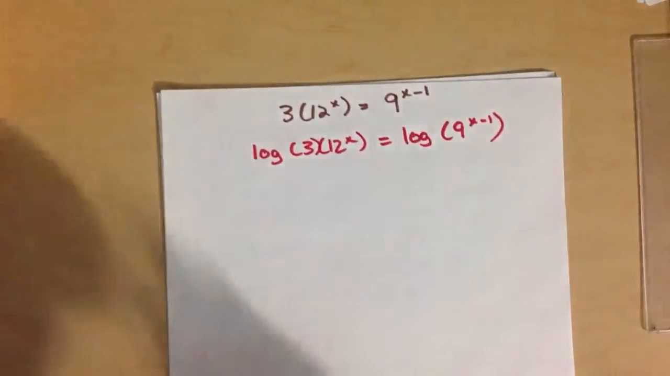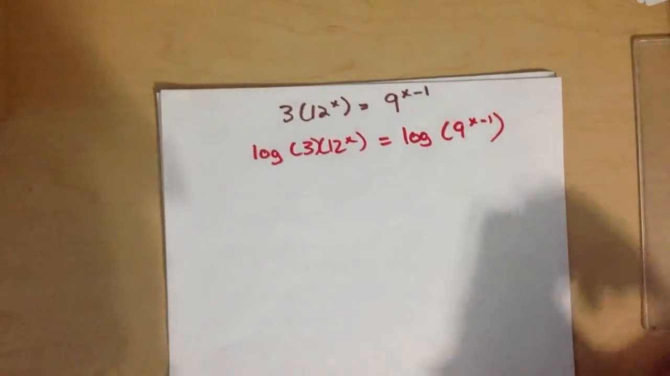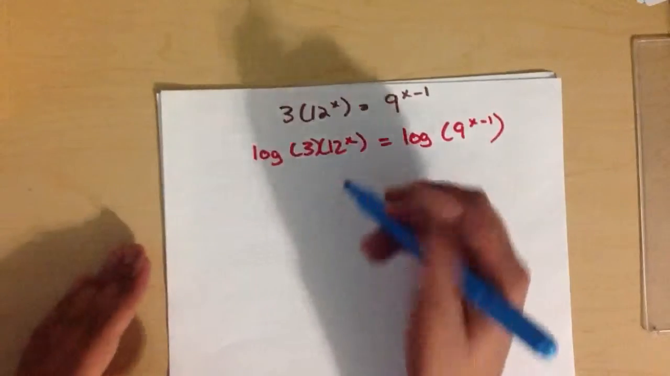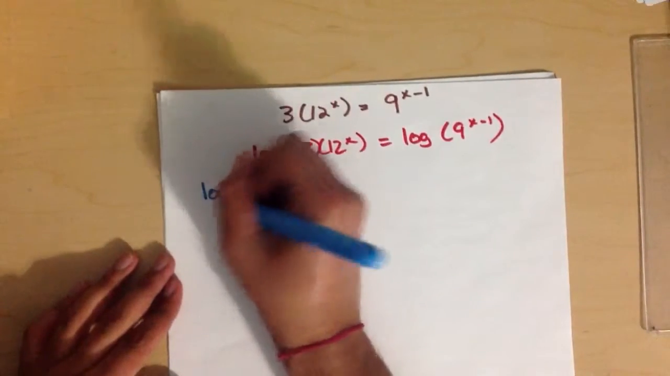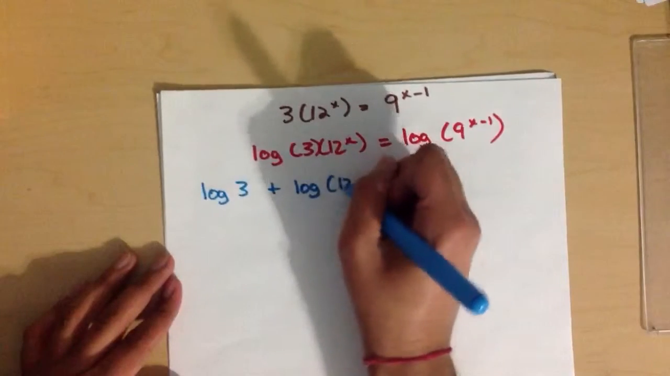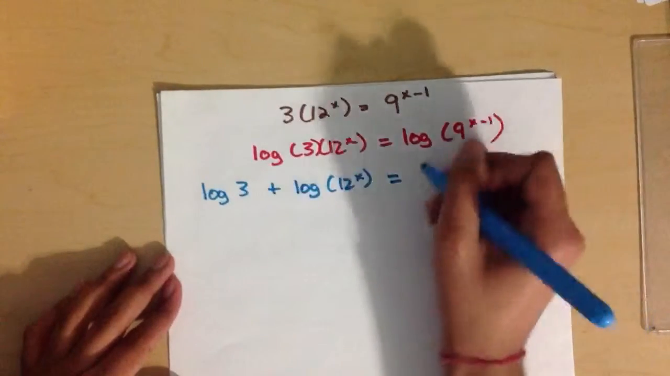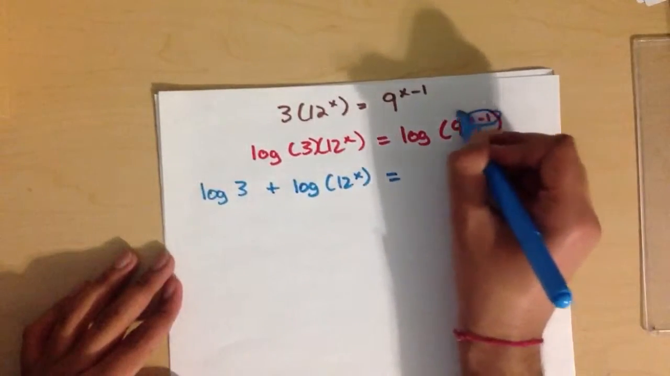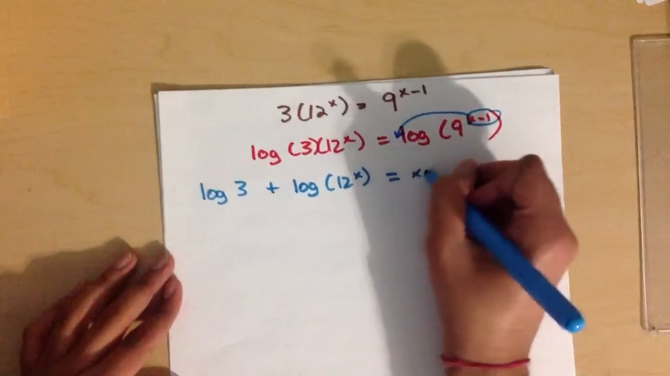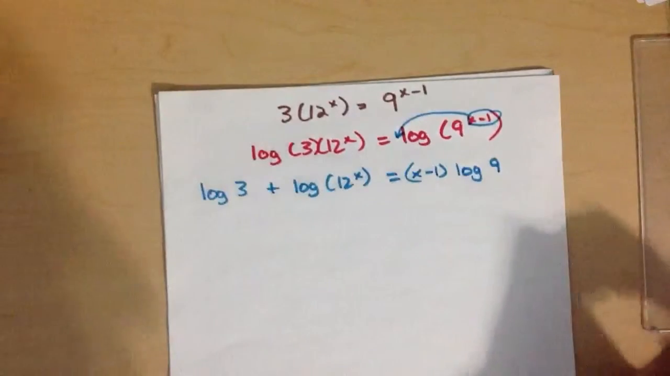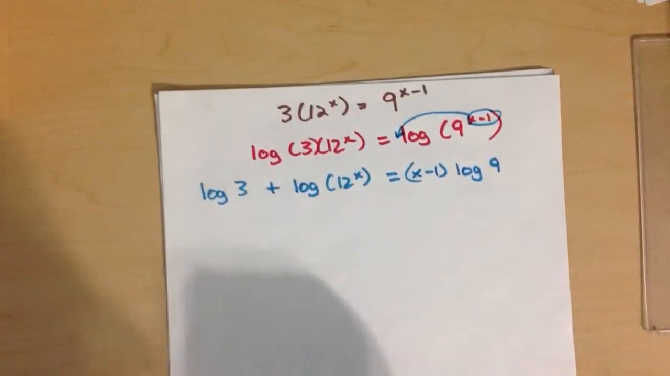Now again, using our properties, we're going to try to solve for x. So again, we have to use the multiplication property here. We can write the logs as an addition statement, and one of our log laws says that. That's going to be equal to log 3 plus log 12^x is going to be equal to, now this property, we can use this power property and put the power on the front. So that's going to be equal to (x minus 1) log of 9.